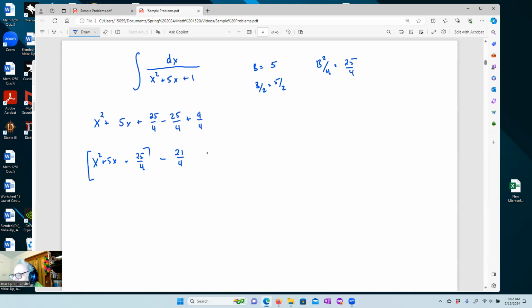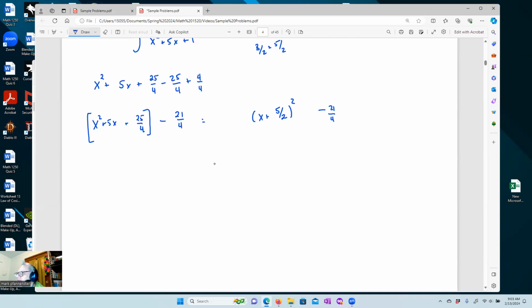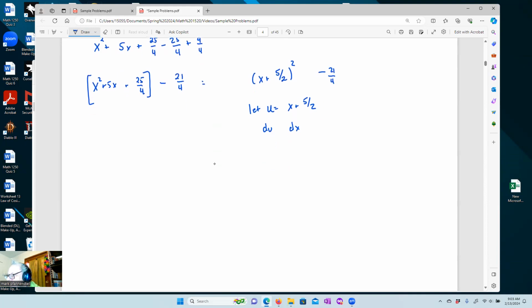Now we can go ahead and factor this part right here. So this is equal to x plus 5 over 2 squared, because that's how completing the square works, and we have a minus 21 over 4. Now, the first thing I'm going to do here is say, you know what, I don't want to look at this. So we're going to say let u equal x plus 5 over 2. When you make a substitution in calculus, the first thing you do is take its derivative, because we have to know how to scale this thing. In this case, du is just dx.